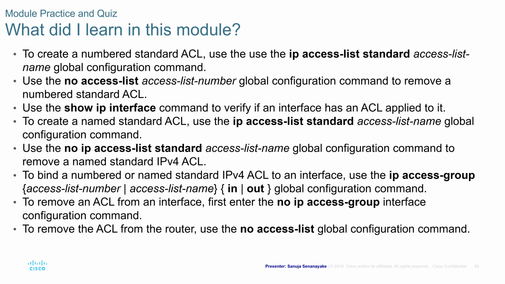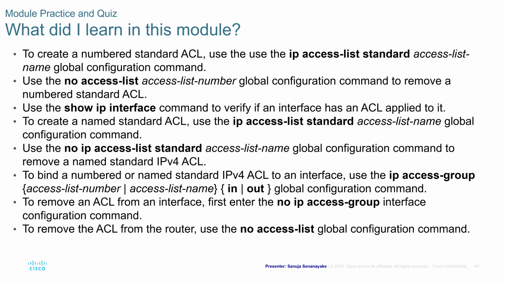So here is a summary of what we have learned. So the next few slides, that's what I'm going to cover. We learned to create a numbered standard ACL. We need to use the IP access-list standard command with the options available in the global configuration. We use the no access-list with the options available in the global configuration command to remove a numbered standard ACL. We also learned show IP interface command to verify an interface that has an ACL applied to it.